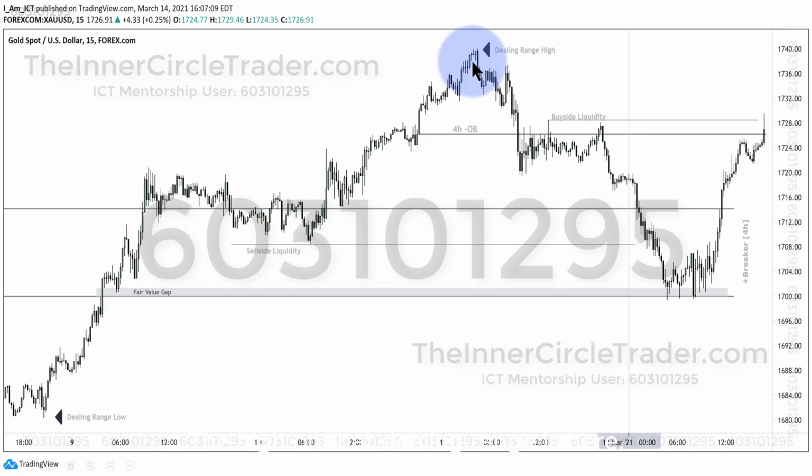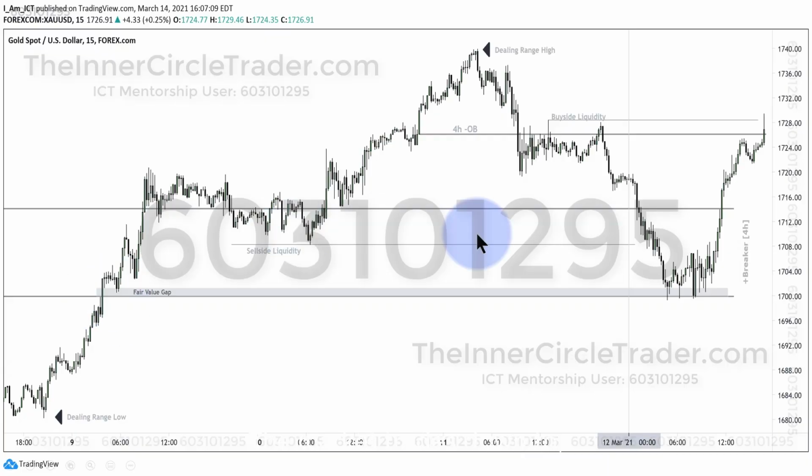The high on that dealing range is here. So from low to high, you're down inside of a discount relative to this high and that low, or optimal trade entry. We have a sell side liquidity pool here. And then right in here, we have the fair value gap.